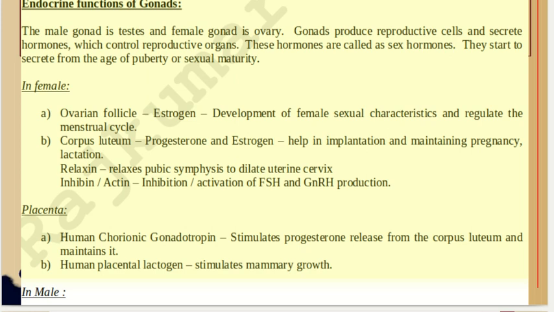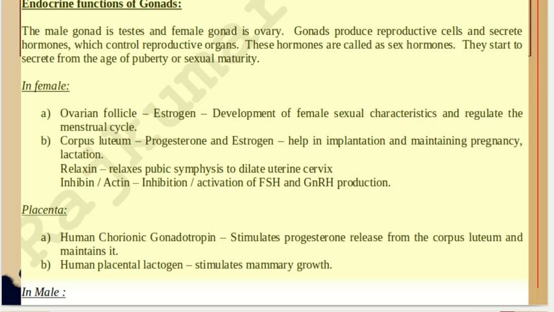The endocrine functions of gonads. The male gonad is the testis and the female gonad is the ovary. Gonads produce reproductive cells and they secrete hormones which control reproductive organs. These hormones are also called sex hormones. They start to secrete from the age of puberty or sexual maturity.